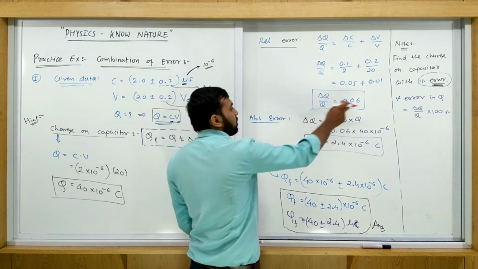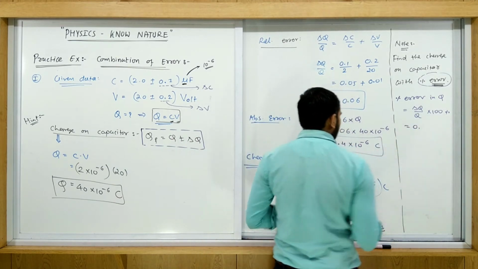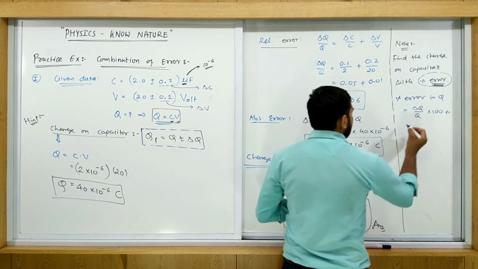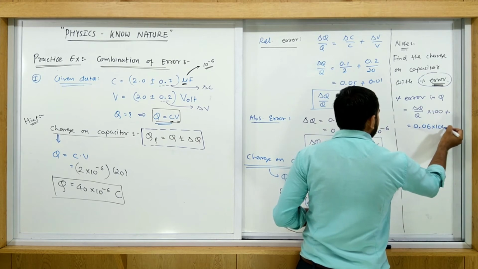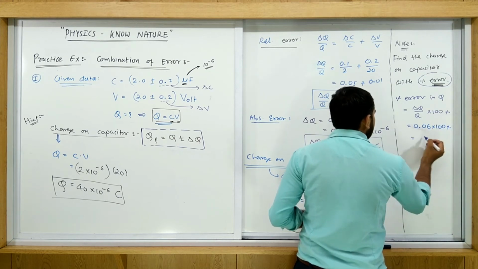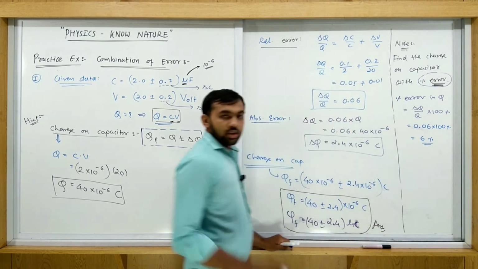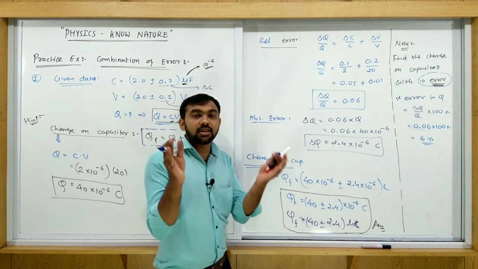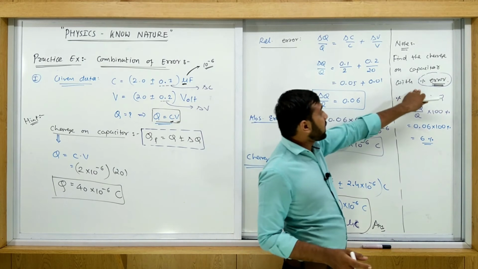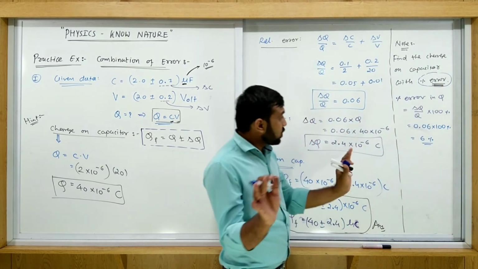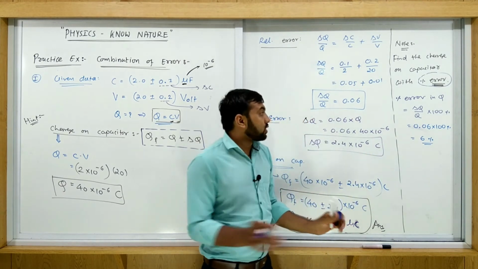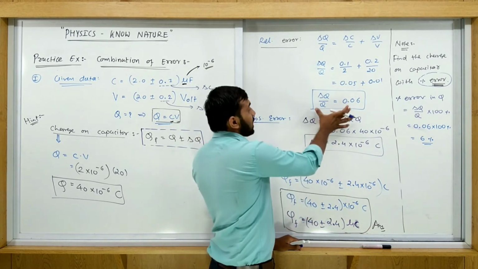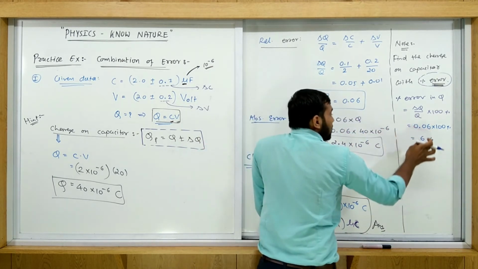What is delta Q upon Q? It is 0.06, so multiplied by 100% it is equal to 6%. Whenever this type of question is given to you, find the charge on the capacitor, meaning find the measurement of any physical quantity with respect to percentage error. First you get the percentage error as per the standard rule: percentage error is the relative error multiplied by 100%. We already found the relative error, 0.06. Put this value here and you get 6%.